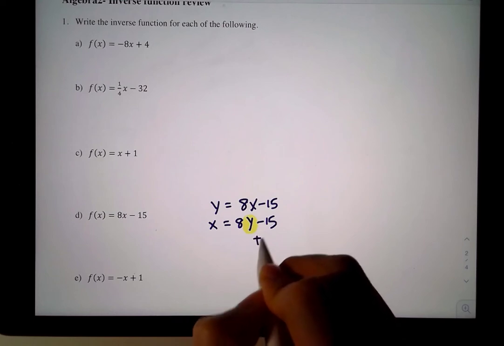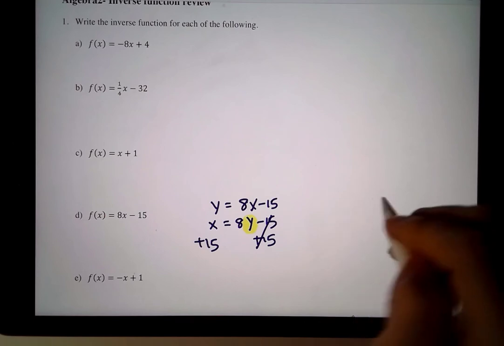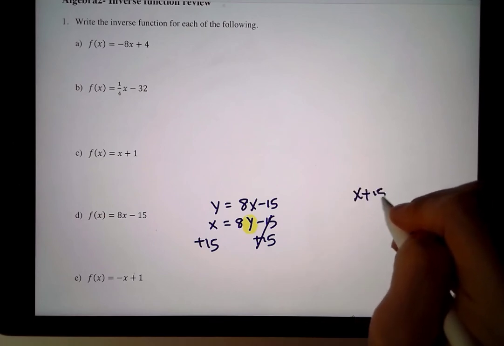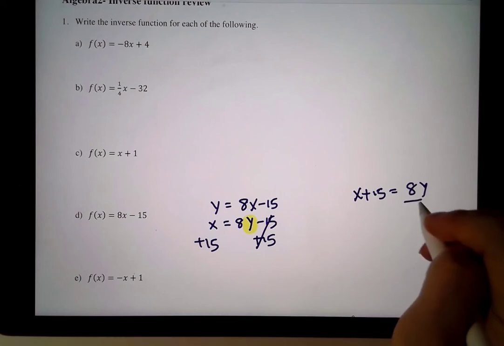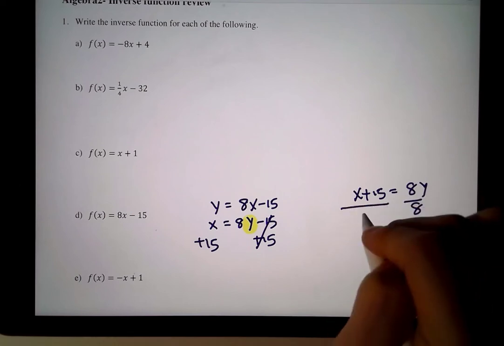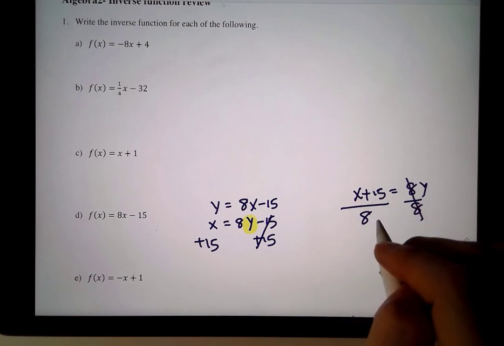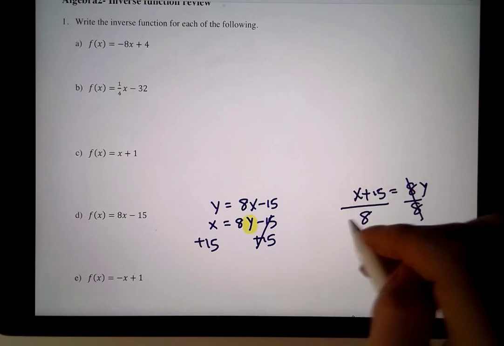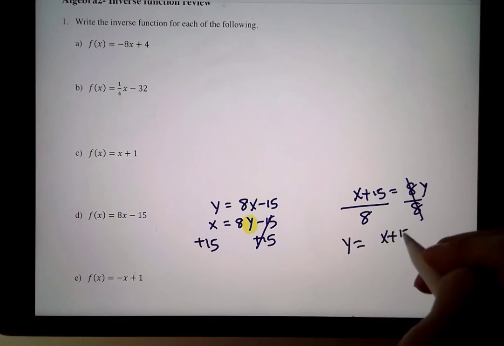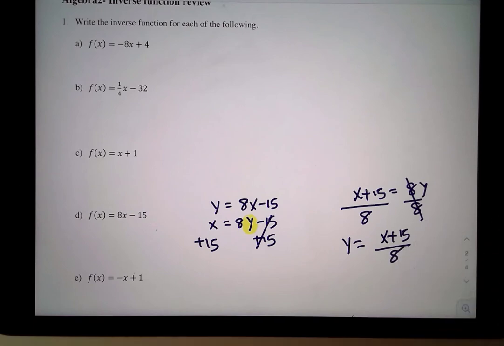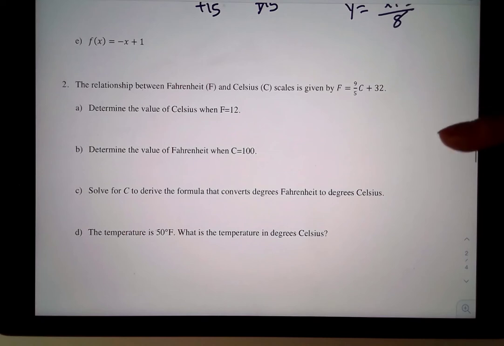So you do plus 15, and then you get x plus 15 equals 8y. So you want to get y only, so divide by 8. You need to divide everything by 8. So y equals x plus 15 over 8. Okay? And when you keep going down, there's some word problems.